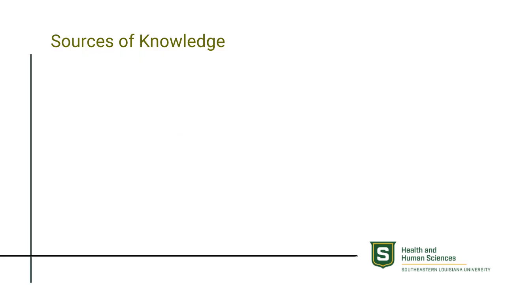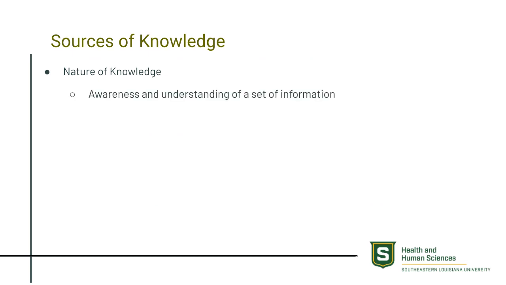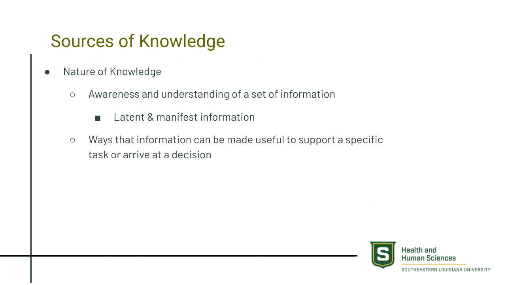Like we said, cognitive science is interested in sources of knowledge. But let's also talk about the nature of knowledge. Knowledge is seen as the awareness or understanding of a set of information, and this includes latent information or manifest information that we spoke about in the last module. It also looks at the ways in which information can be made useful to support whatever specific task or decision making needs to be done within the time.